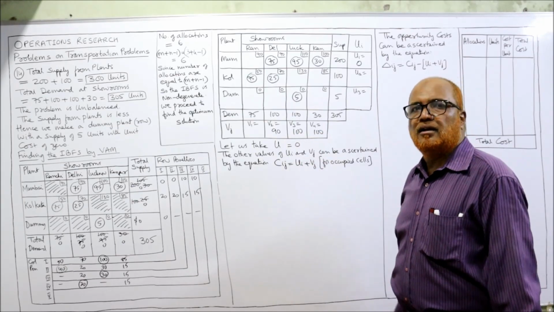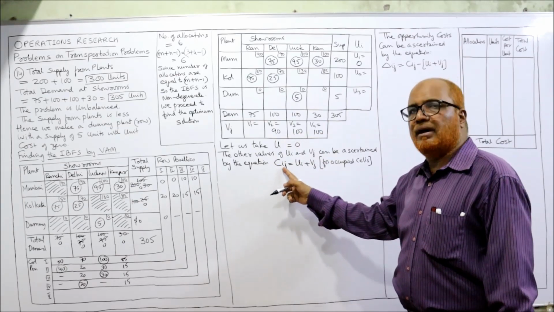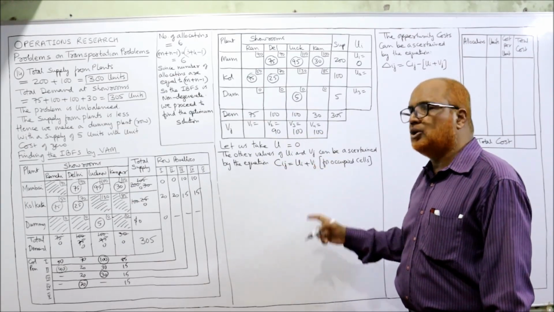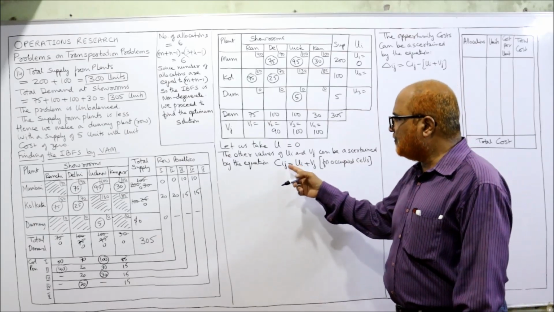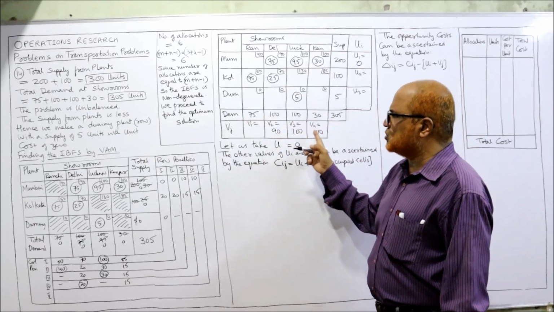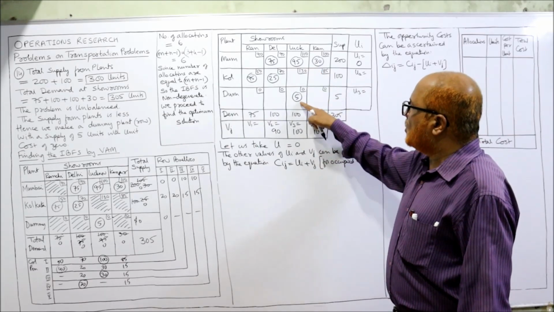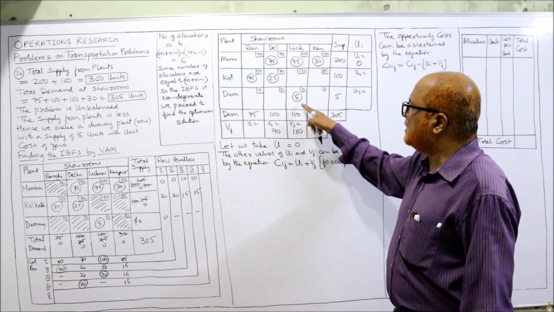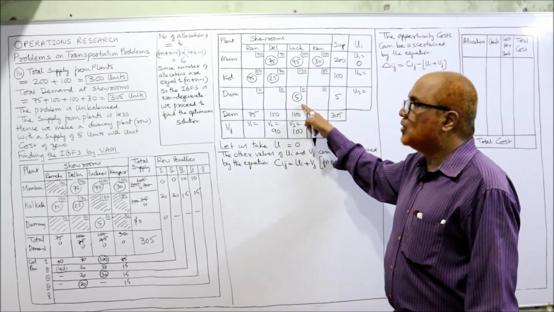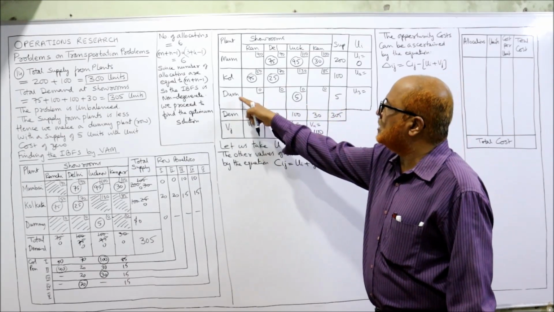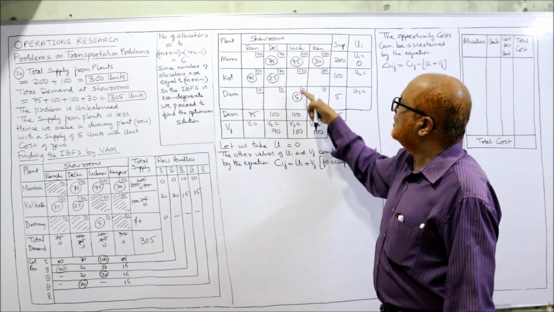The other values can be found out by using the equation Cij equals Ui plus Vj. Even if we apply this formula, we will get the same values. Now this cell: we have V3 but U3 we don't have. So use this cell. What is the location? Third row, third column.